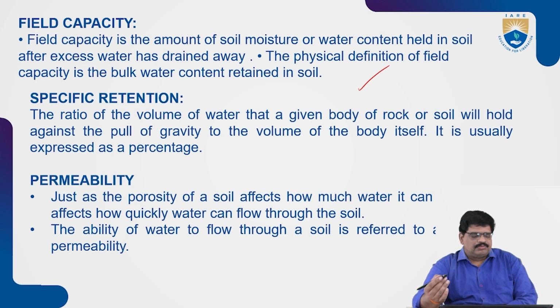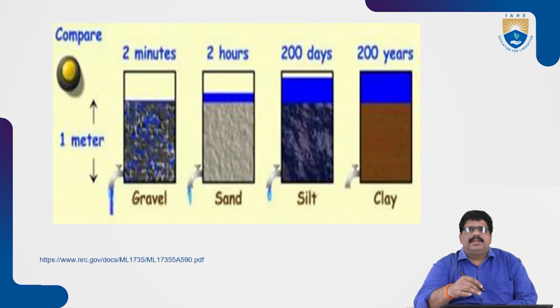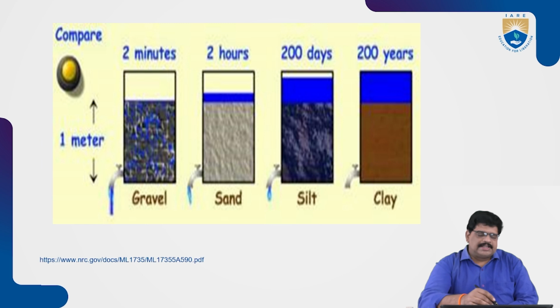So permeability, as we know very well, is what allows water to flow quickly throughout the soil. That is called permeability: the ability of water to flow throughout the soil, which can be referred to as the soil's permeability. Some particles are given here.